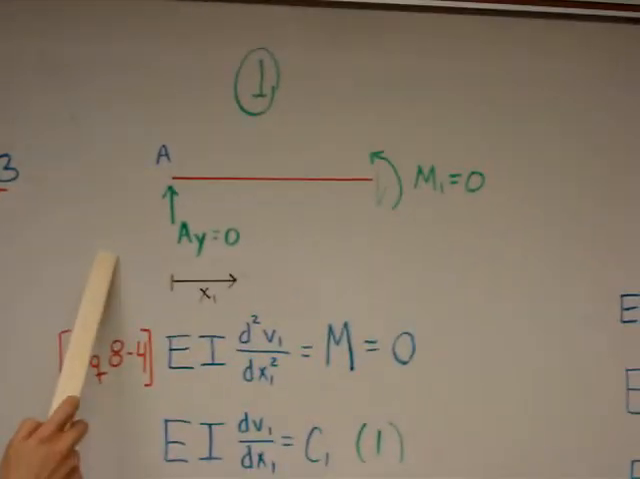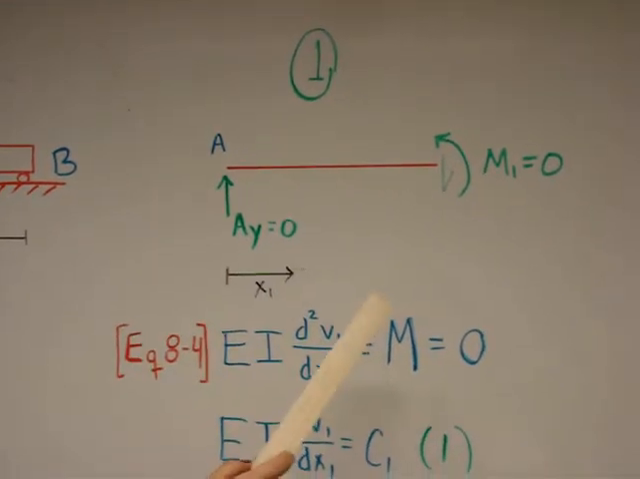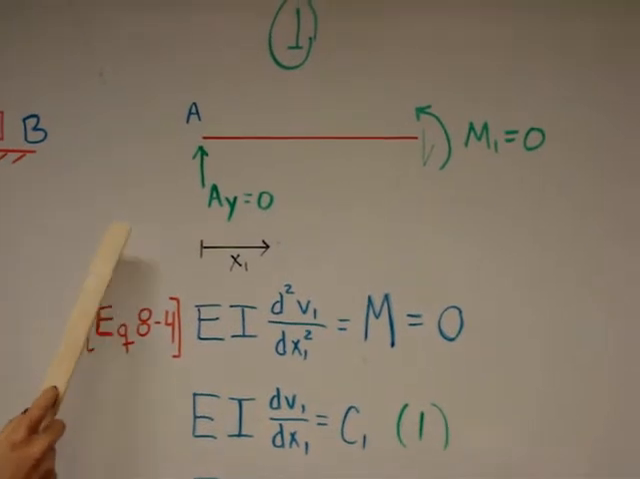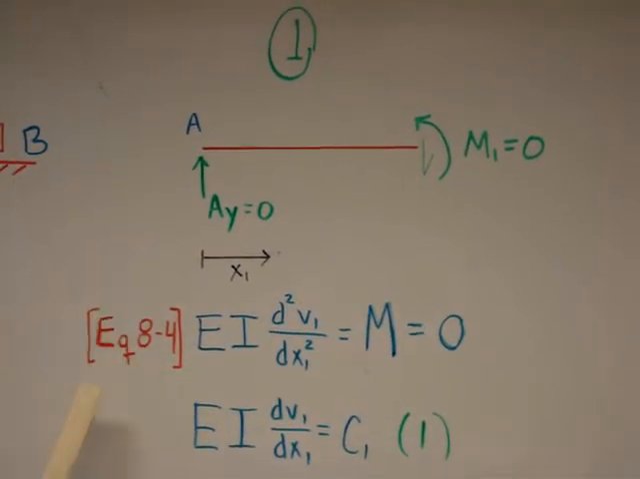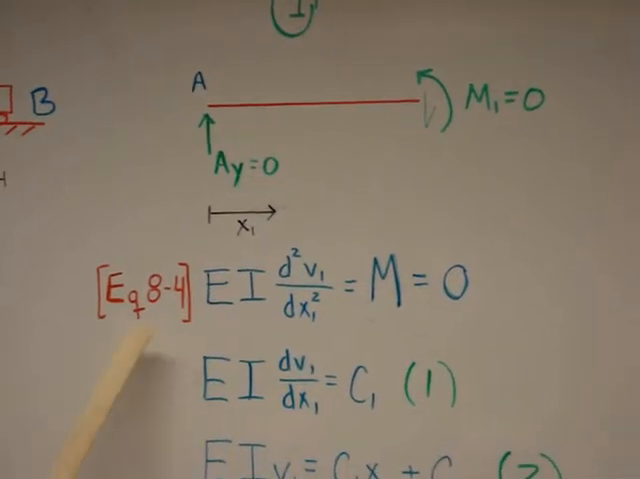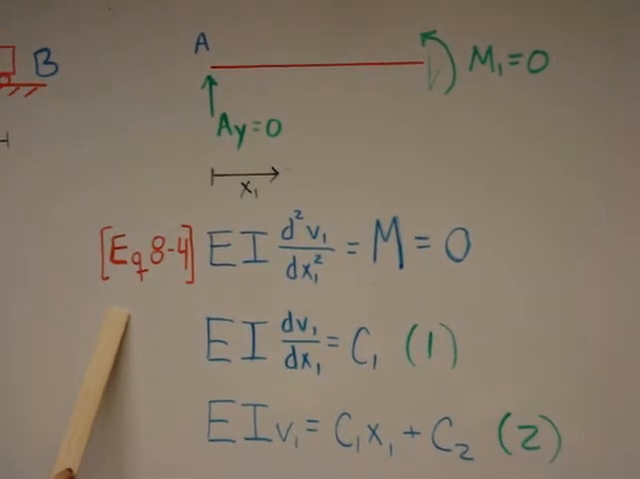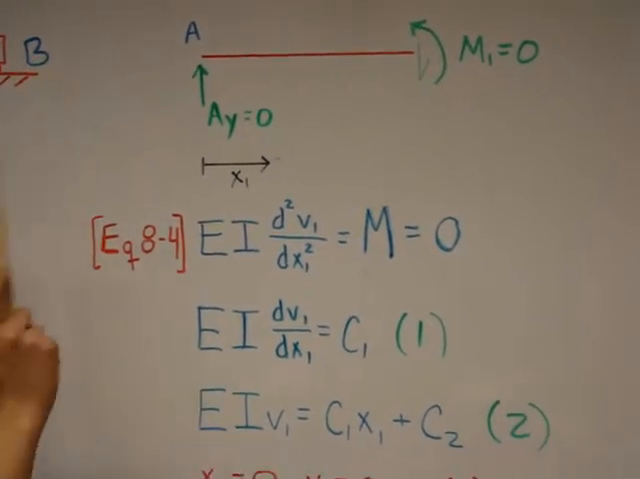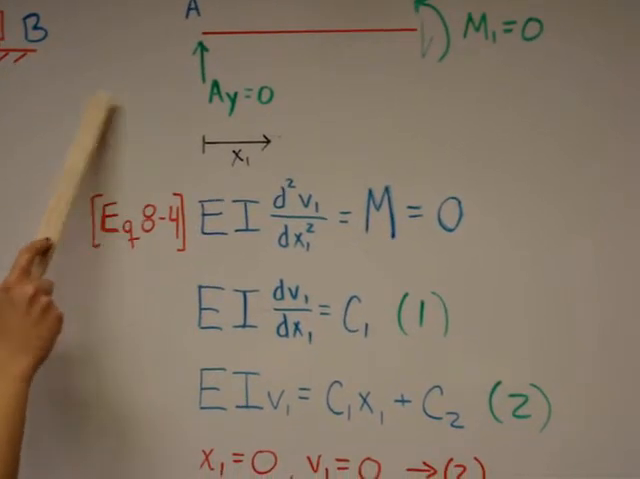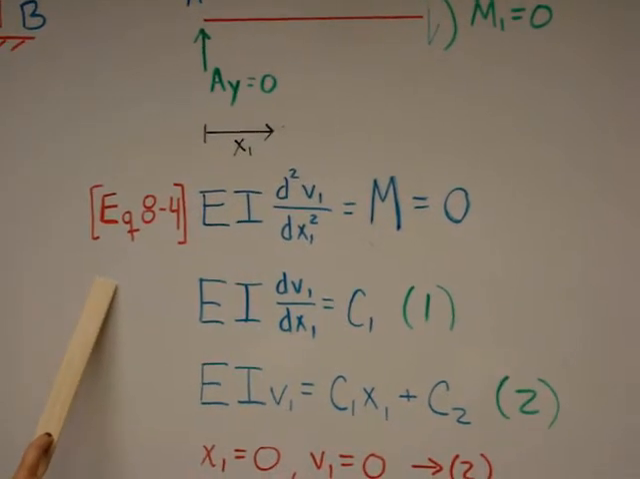Then here we section the first section from A to the first moment. So we have x1 going from 0 to little a. Using equation 8-4 from the book, the moment equation, and knowing that M1 is equal to 0 because there's no force acting on the beam at the section and no moment acting on it as well, the moment equation must be equal to 0.